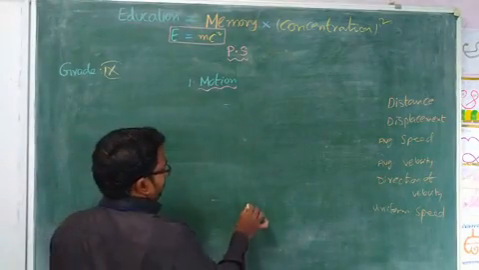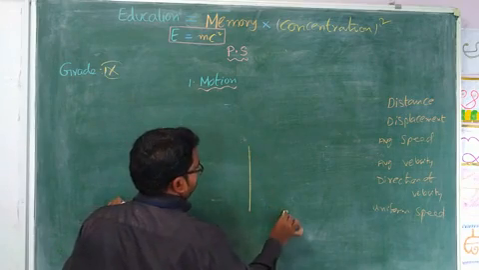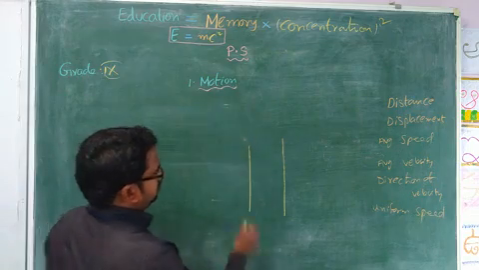Okay. So for example, let us consider an object moving like this on a straight road. The road is straight.